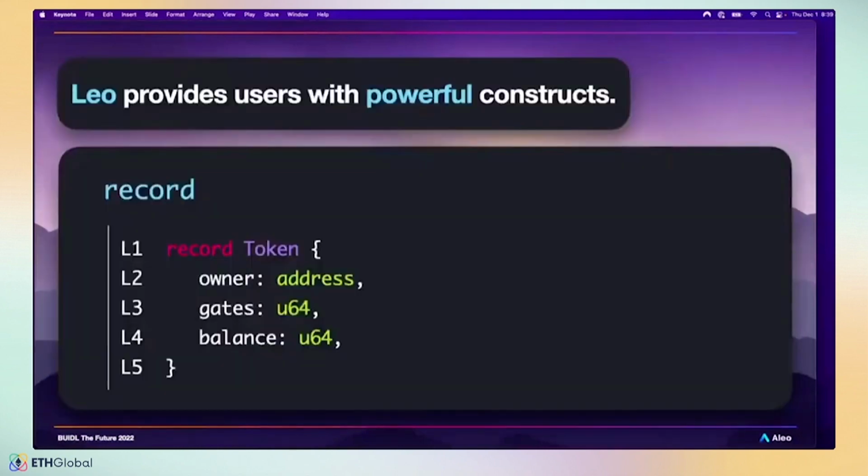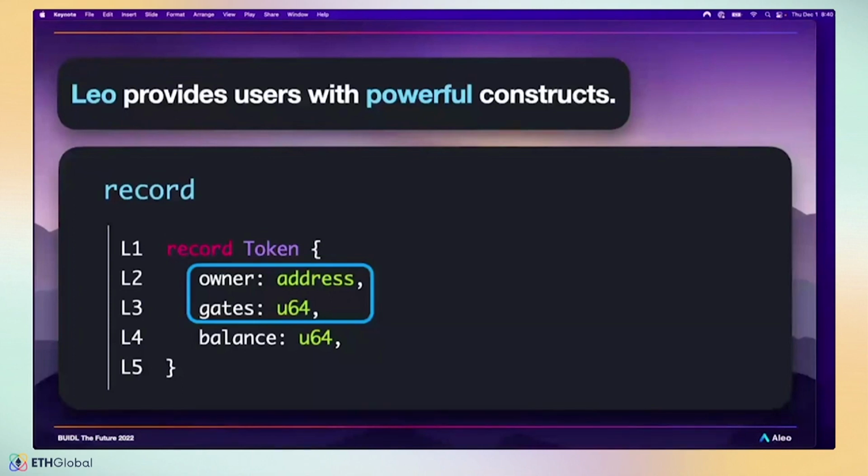And you can do so by declaring records. Recall that we were able to declare composite data types called structs. Records are very similar to structs, except for the fact that they have two required fields. An owner, which is the address that owns that record, and it is the address to which that record is encrypted.